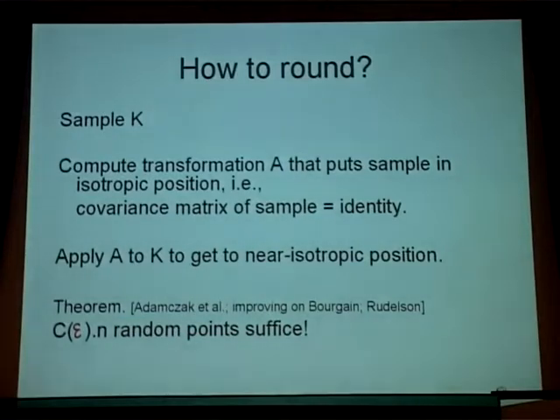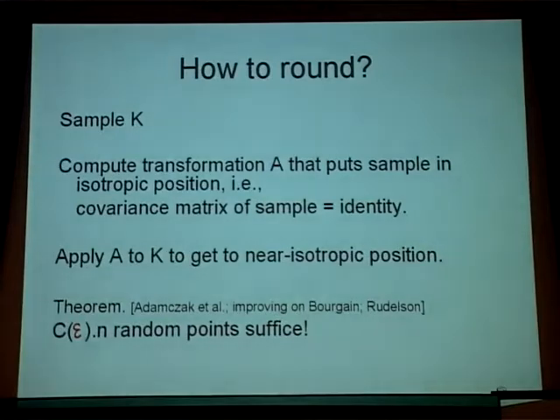Rounding, we've discussed this several times, and the diameter has been coming into the picture. One implication of rounding is that when you round, the diameter becomes small, and you don't have to worry about exponentially large diameters and so on. So all we need to do to round is compute the transformation that puts the body in isotropic position or near isotropic position. Well, how do you do that? Remember, what is isotropic position? All you need is to take the covariance matrix and make it the identity. So you just need to estimate the covariance matrix.